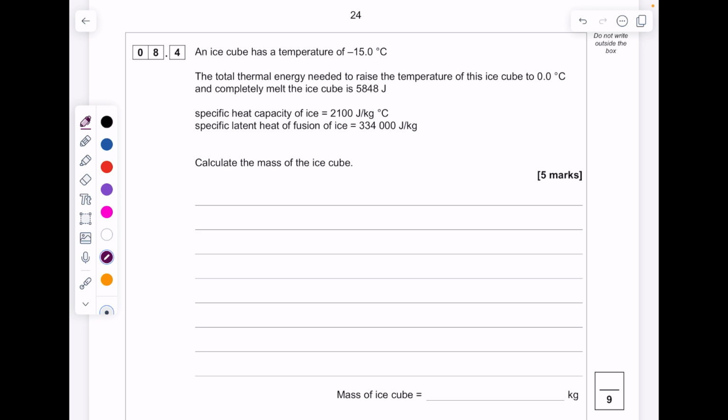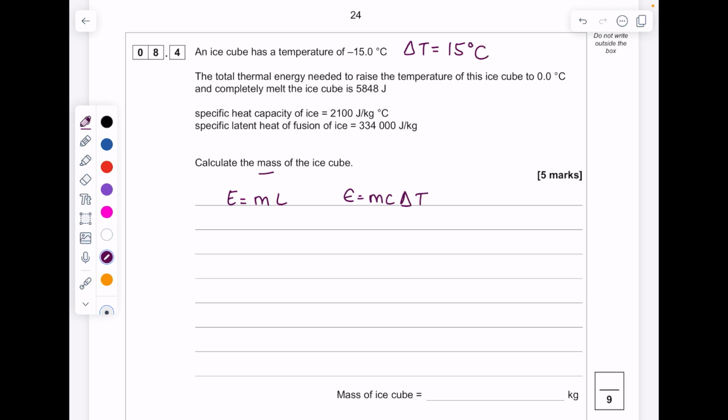One is E equals ml, which states that energy is mass times latent heat of fusion. The other one is E equals mc delta T, which states that energy is mass times specific heat capacity times the temperature change. We know that the temperature change is 15 because the ice cube's going from minus 15 degrees to 0 degrees Celsius.